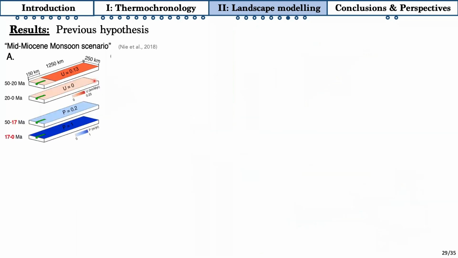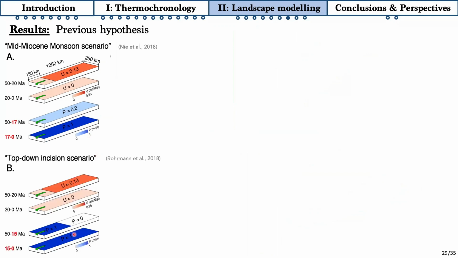And then there have been several previous hypotheses which proposed that river incision has played the dominant role during the topographic evolution of the Southeast Tibet. They proposed enhanced monsoonal precipitation or drainage capture of the upstream since the middle Miocene.